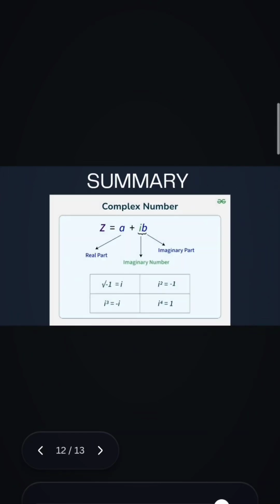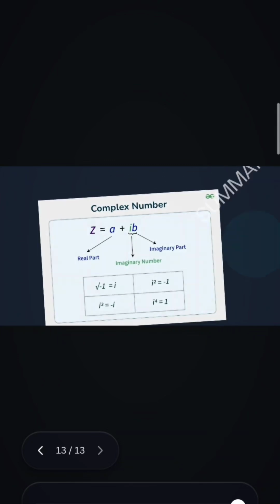Now here is the summary of this whole lecture: a complex number is written in the form z = a + ib, where a is the real part, ib is the imaginary part, and the square root of -1 is iota. Iota squared is -1, iota cubed is -iota, and iota to the power 4 is equal to 1.